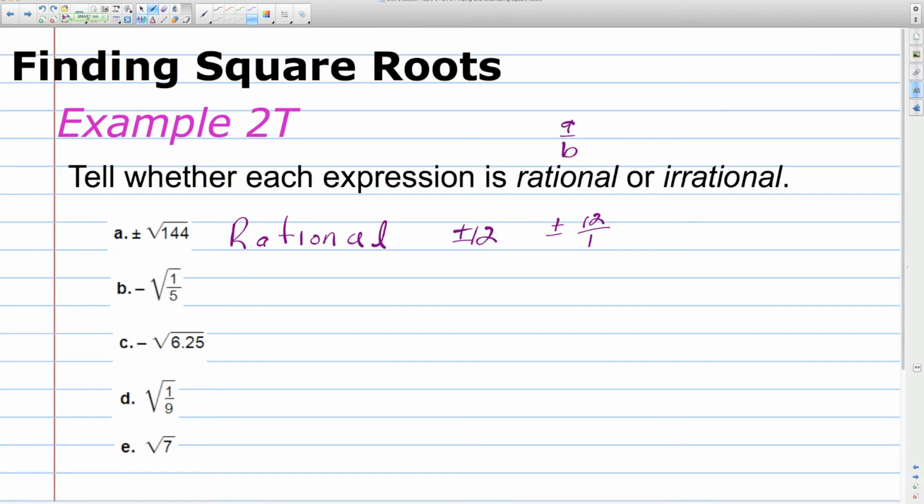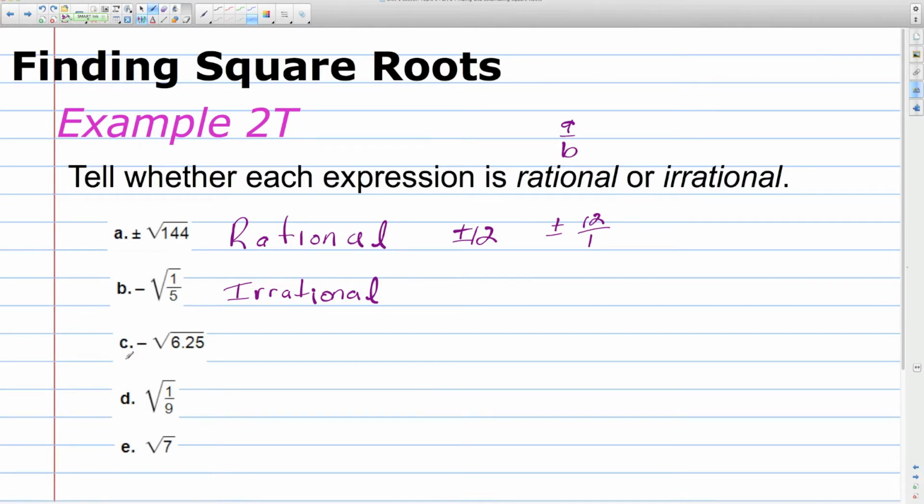In part B, that's irrational. And the reason that's irrational, in the numerator, we can find a number that squares to give us 1. That would be 1. But in the denominator, there's no whole number that squares to give us 5. So since we can't take the square root of the denominator, this number ends up being irrational.